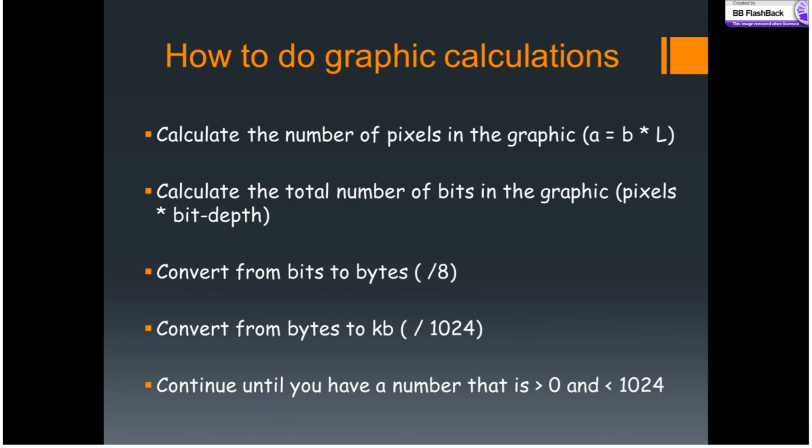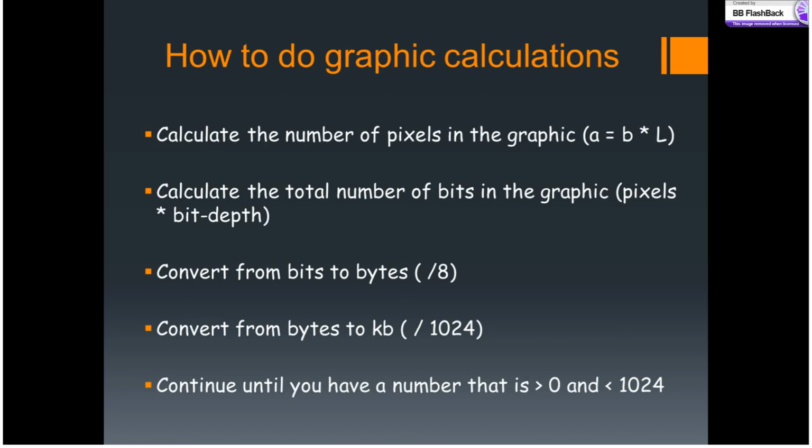The first thing that you do is you calculate the number of pixels in the graphic in total. Now, dead simple, this is an area question. Area equals breadth times length or length times breadth. When you've got the total number of pixels, you then want to get the number of bits that the graphic takes. So to get that, you multiply the number of pixels times the bit depth. When I've got the total number of bits, that's me.